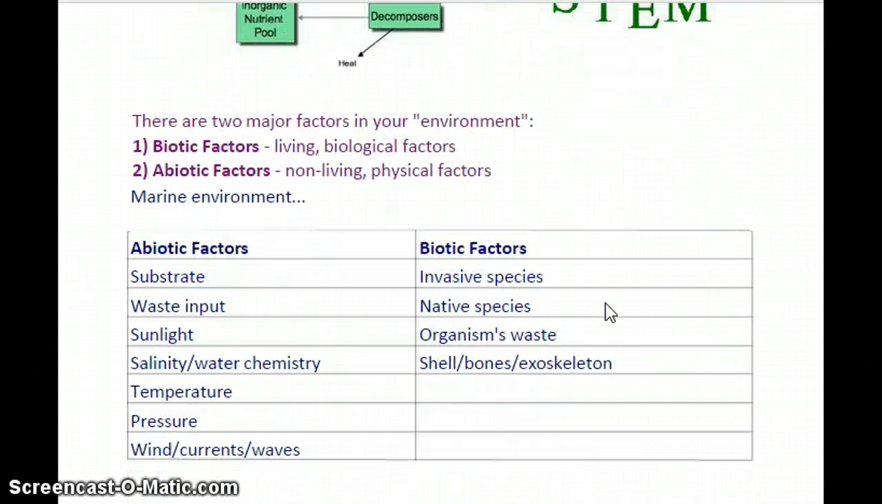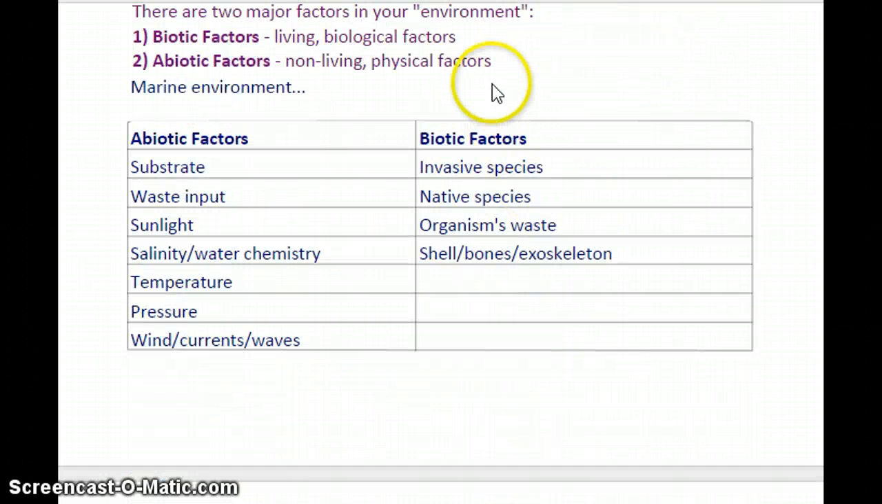In an environment, instead of saying living and non-living, there are a couple of terms that biologists use. Biotic means the living factors in the environment, and abiotic means the non-living factors in the environment. So biotic and abiotic factors. In a marine environment, here are some examples. Abiotic factors would be substrate. Substrate is just another word for the ground or the thing that something is anchored into, so sand, mud, rock.